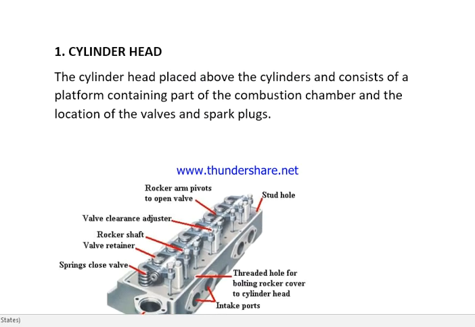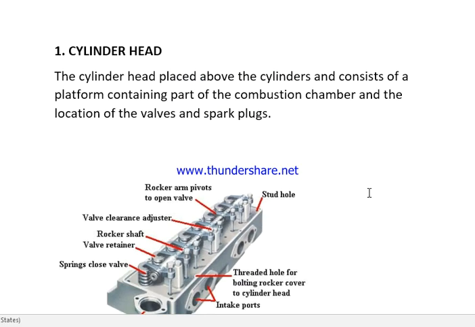So, here, the cylinder head. What is the cylinder head? The cylinder head is placed above the cylinder, and consists of platforms containing parts of the combustion chamber and the location of valves and spark plug. If you want to see the valves or spark plug, you have to check the cylinder head, where they are located.